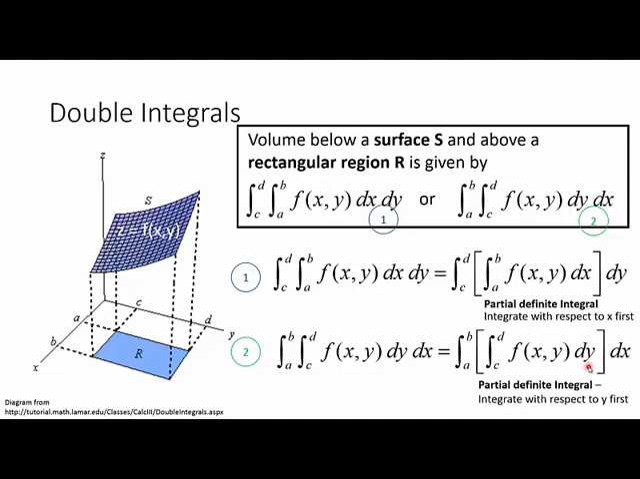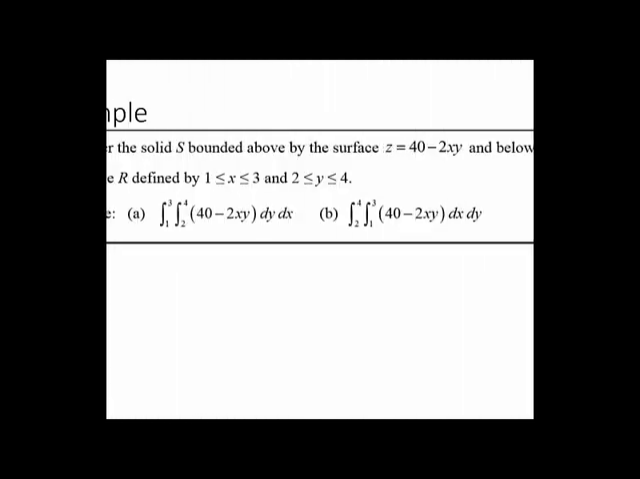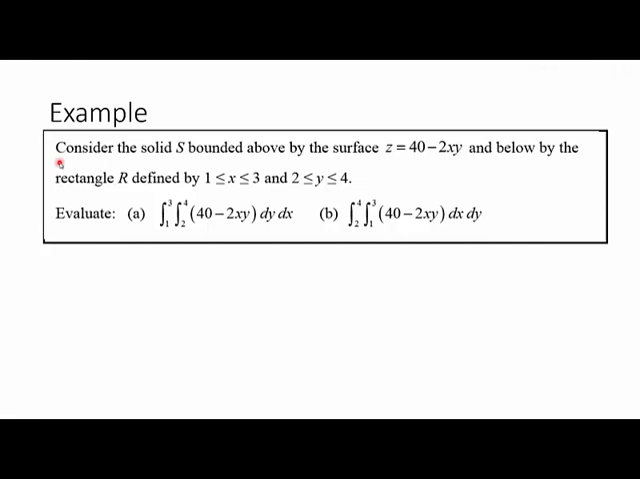Then, having completed this integration, we integrate with respect to x next. Let us now look at this example. Consider the solid S bounded above by the surface z equals 40 minus 2xy and below by the rectangle R defined by x between 1 and 3 and y between 2 and 4. Now notice that you are asked to calculate two double integrals.